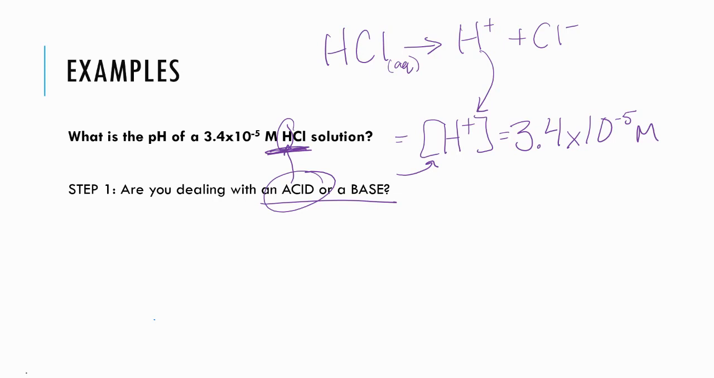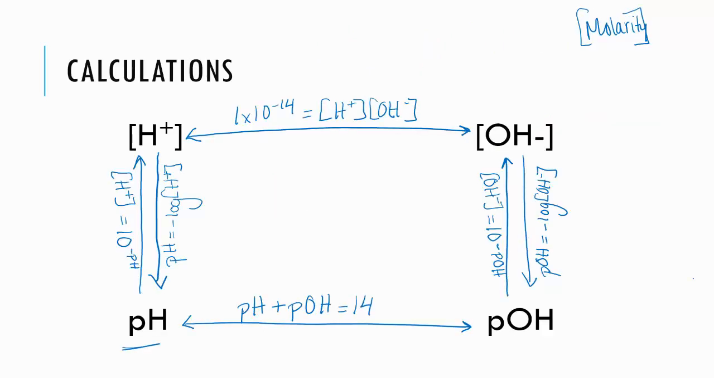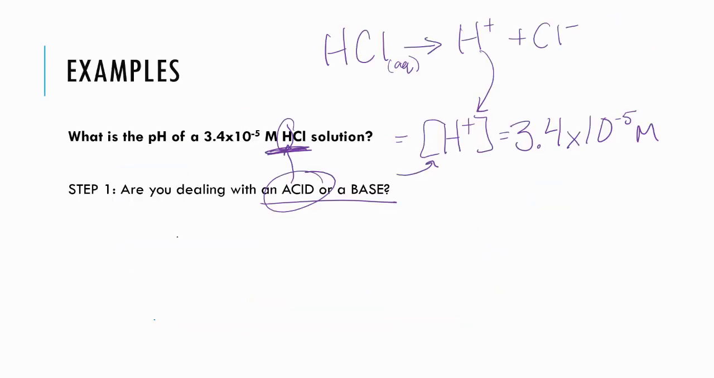So if I go back and look at my map, what I'm seeing is that I'm here, right? I am at the H+ concentration. The question asked me for the pH. So I just have that one road to travel from H+ to pH. The road tells me that the equation is pH is equal to the negative log of the H+ concentration. And so that's the formula I'm going to use. So I will rewrite that formula.